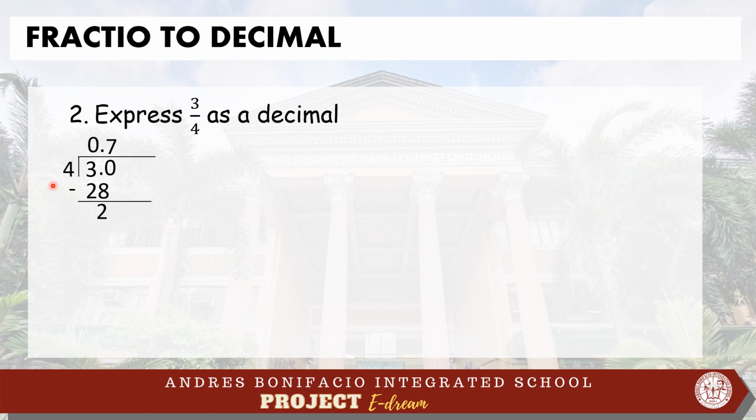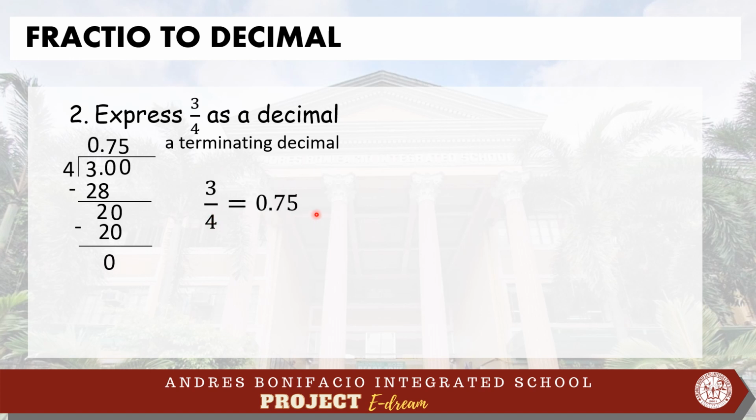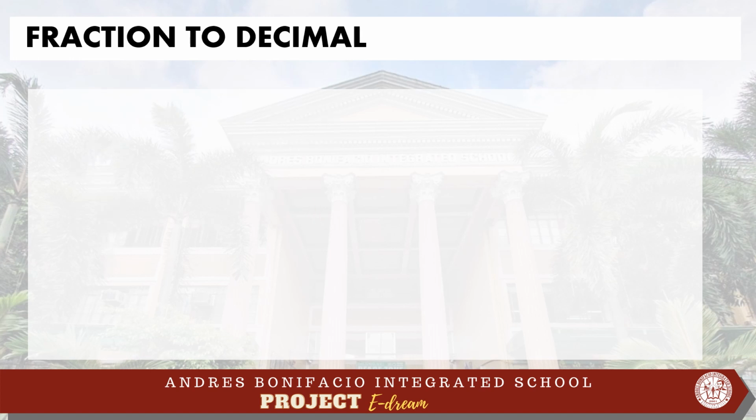So 2 divided by 4 cannot be. So again, add 0, then bring down 0. So we have now 20 divided by 4. So we have 5. Then 5 times 4, we have 20. So 20 minus 20, we have 0. So therefore, we have now 0.75. So this decimal number is also a terminating decimal. So therefore, 3/4 is equal to 0.75.